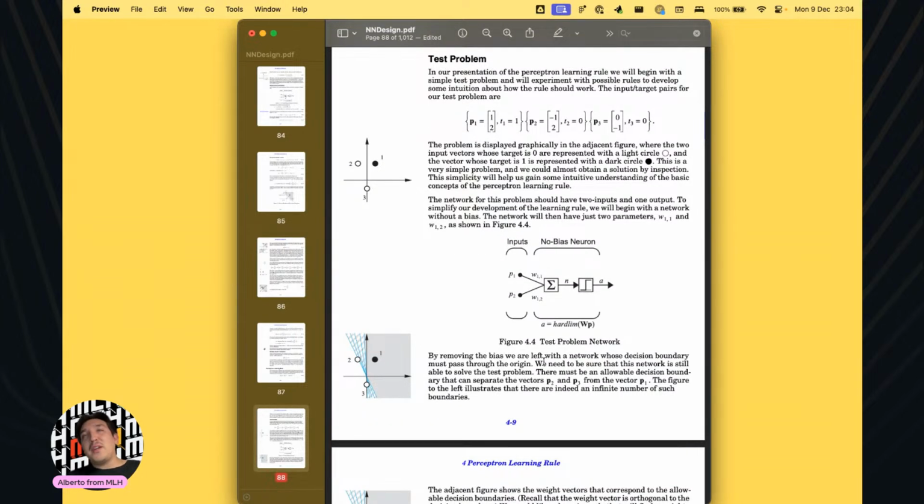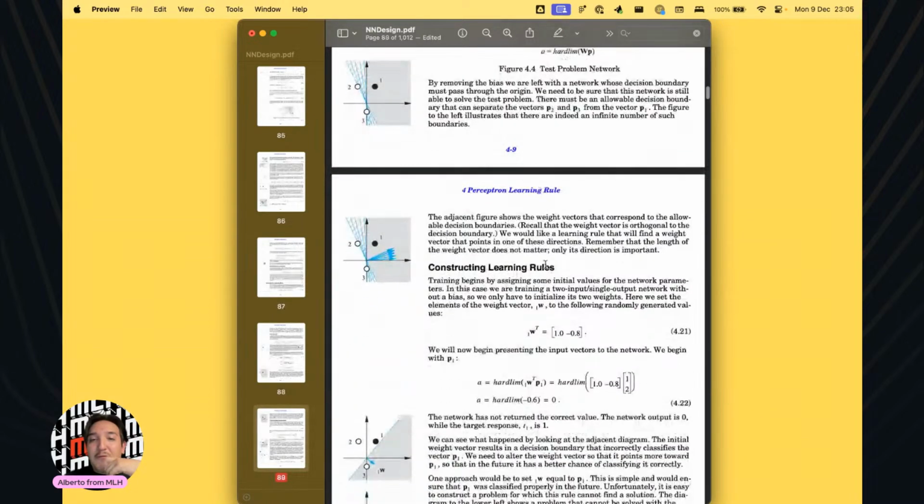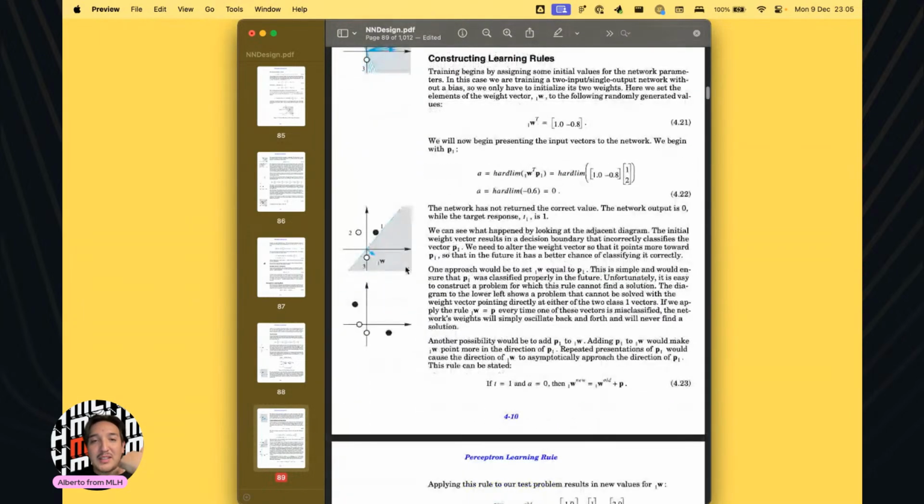This is where we introduce concepts like epochs, accuracy and error. So the problem is displayed graphically in the figures, where two input vectors whose target is zero are represented with a blank circle, and the dark circle is for one. This is a very simple problem, but for constructing this learning rule, we will have to have these things in mind.